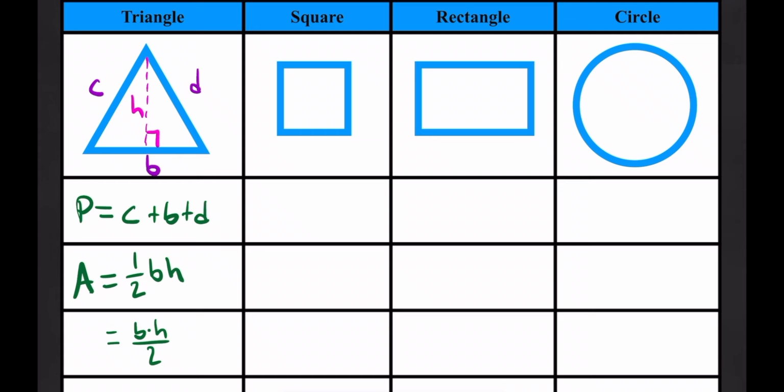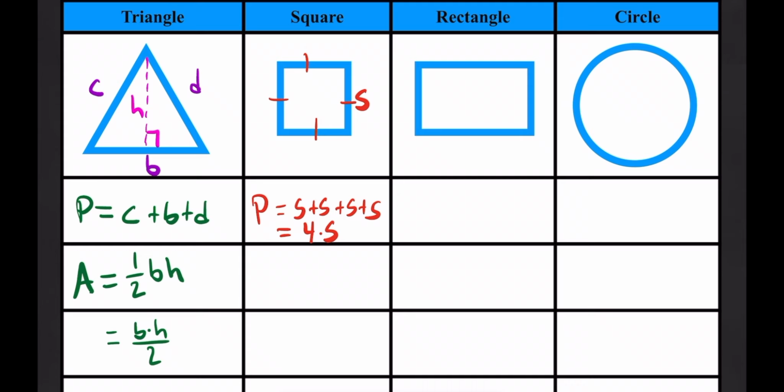For a square, let's call each side S. Squares, all the sides are congruent, so that's nice. Every single time, they're always congruent. So perimeter is just S plus S plus S plus S. In other words, we have 4 times S.